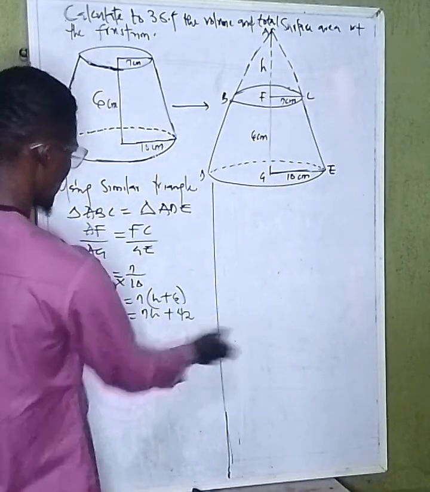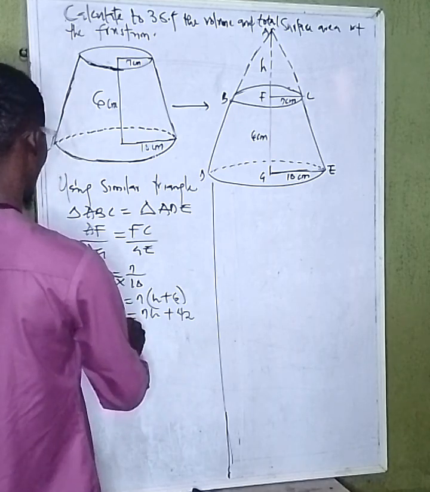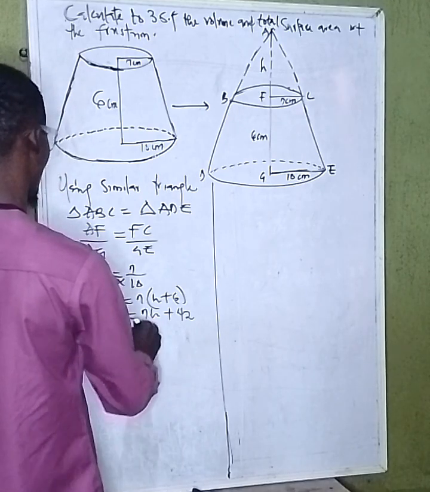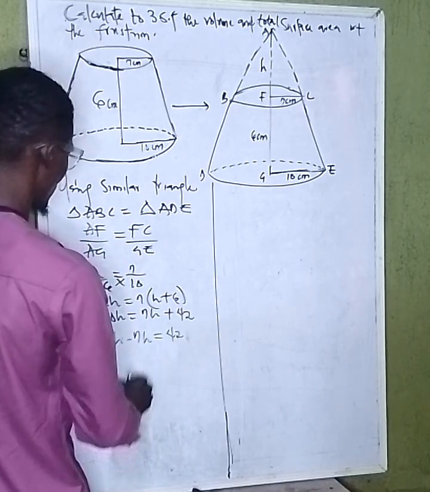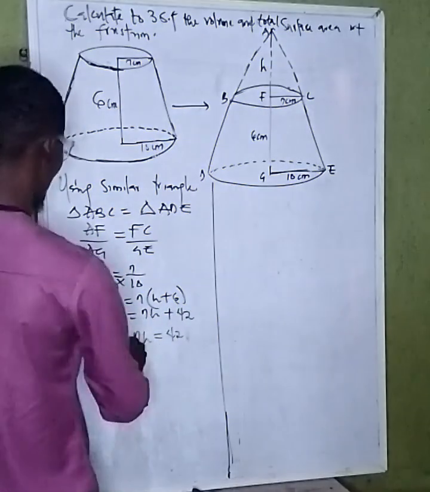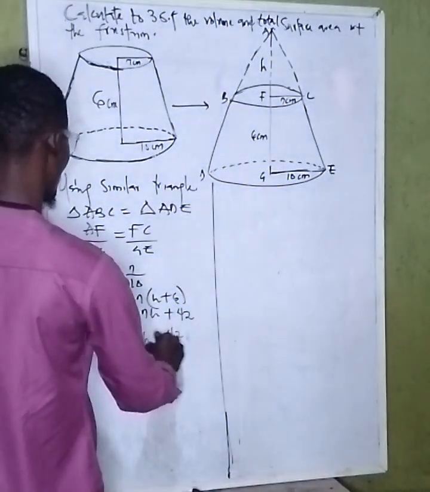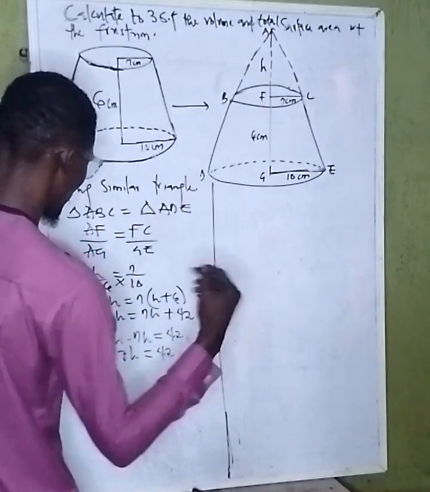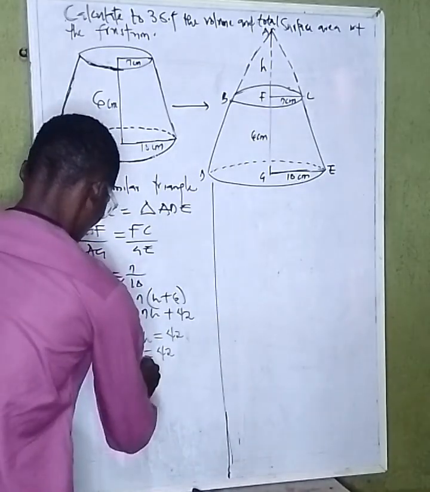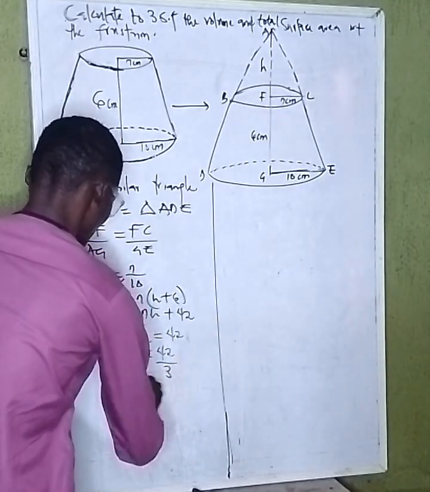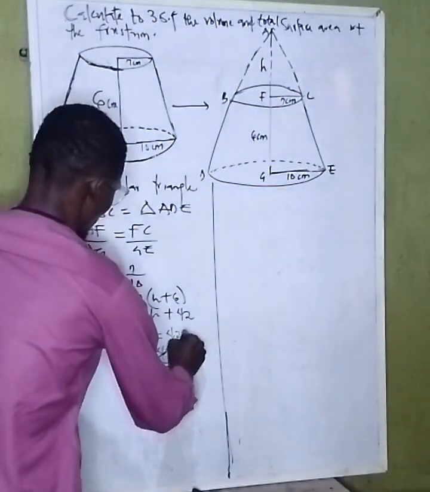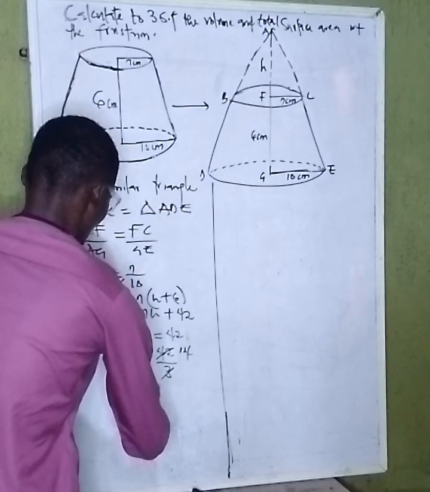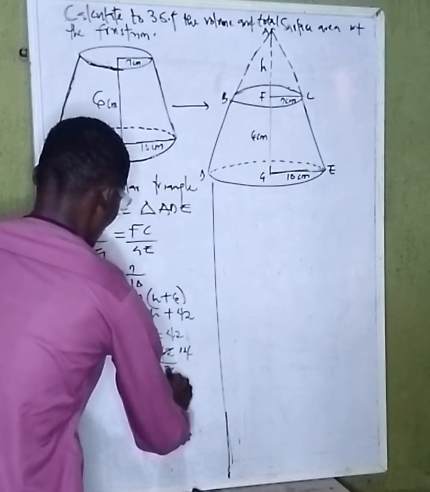So by doing that, now let's collect like terms. That will be 10H minus 7H equals 42. Subtract 7 from 10, that will give us 3H equals 42. Let's divide both sides by 3. This cancels this, that will give us 14. Our H will be 14 centimeter.